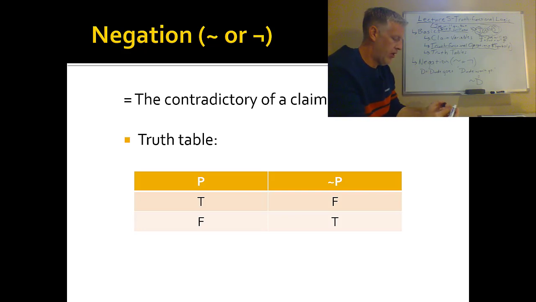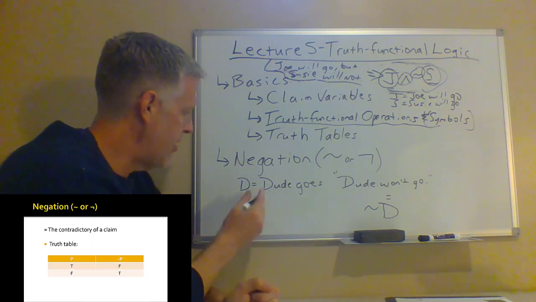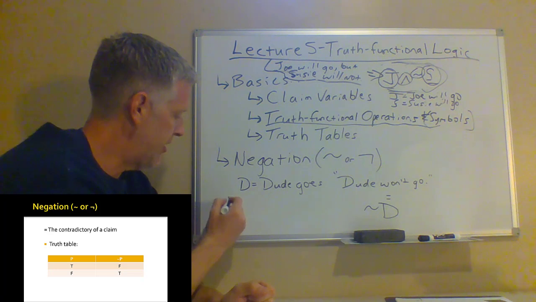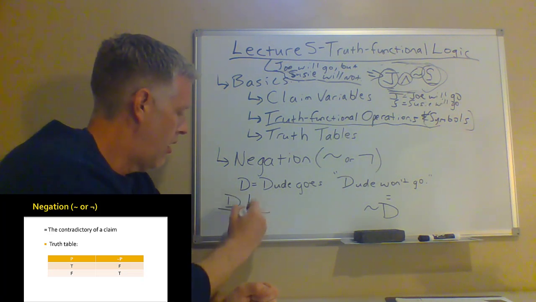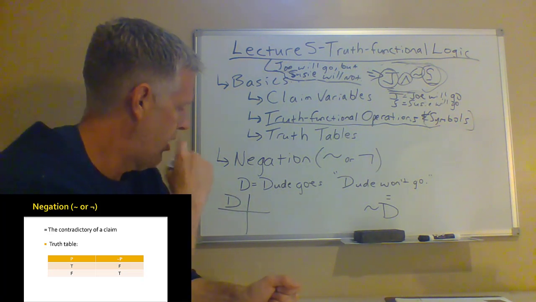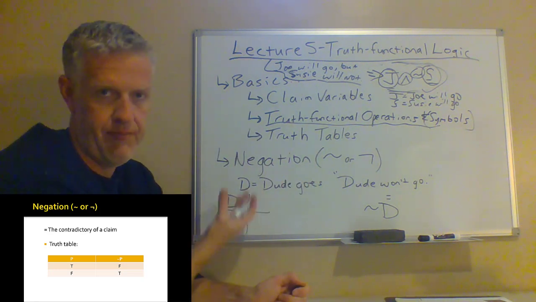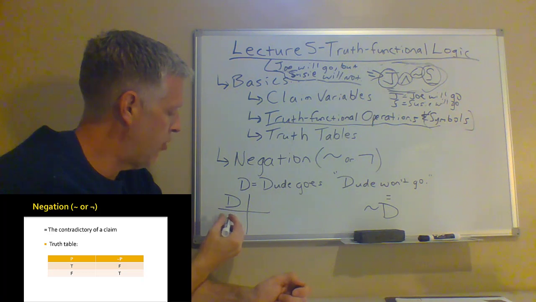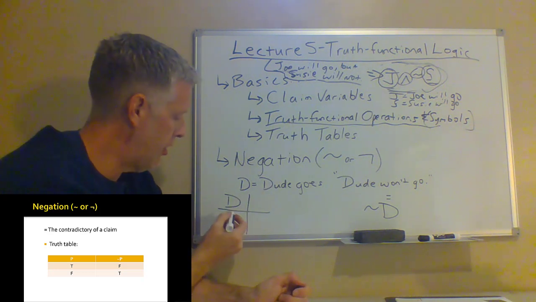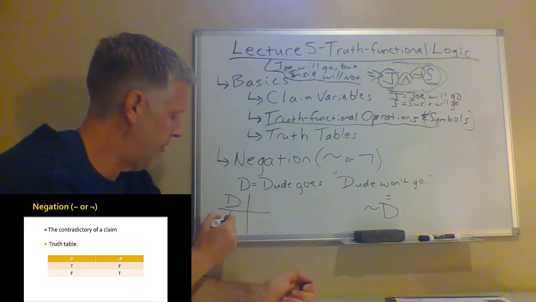So what's going on with negation? As I indicated at the top of the slide, it's basically the contradictory of whatever the claim was to begin with. So if we start with D being "dude goes" in this example, and we have a little truth table here, if we only have one claim at play, as we do in this particular scenario, then we only have two possibilities. "Dude goes," represented by D, could either be true or it could be false. So we have two possibilities.